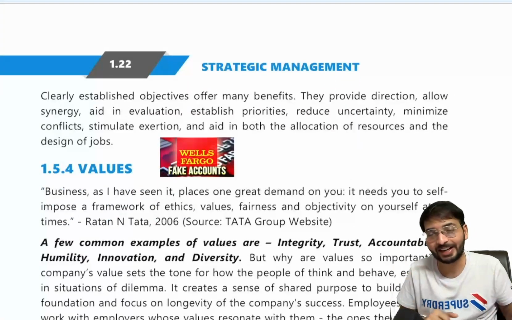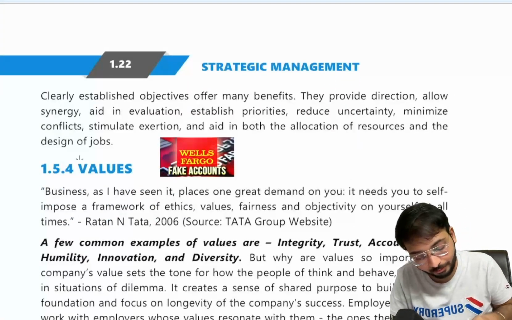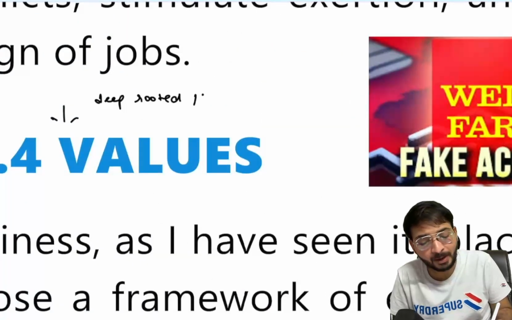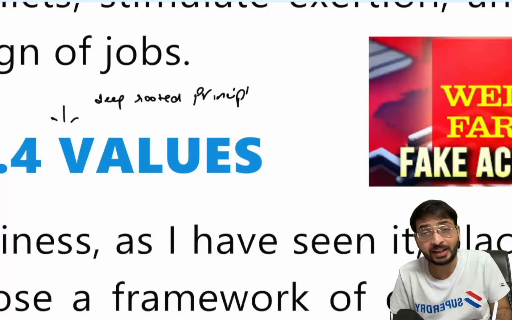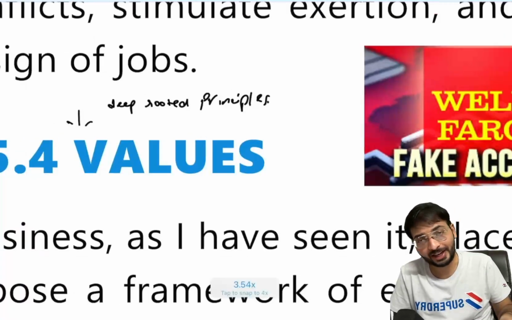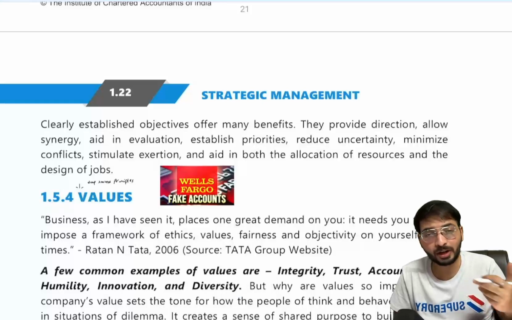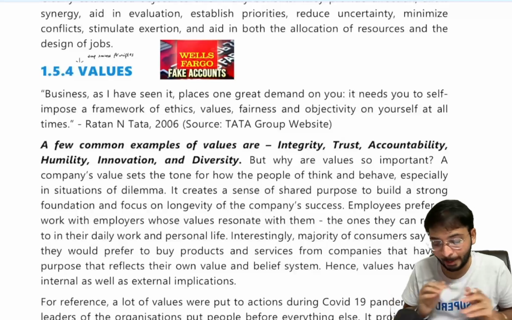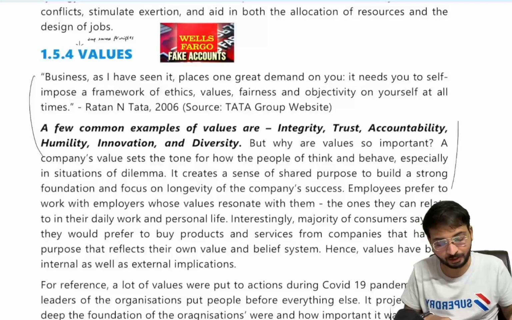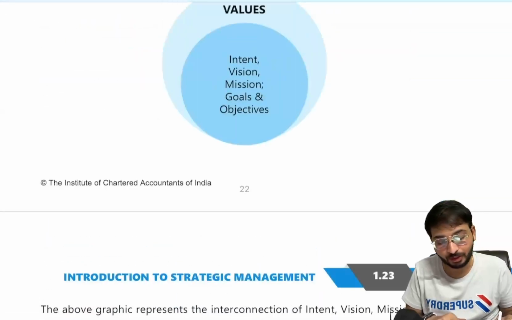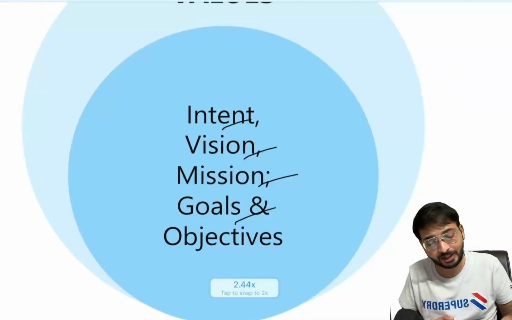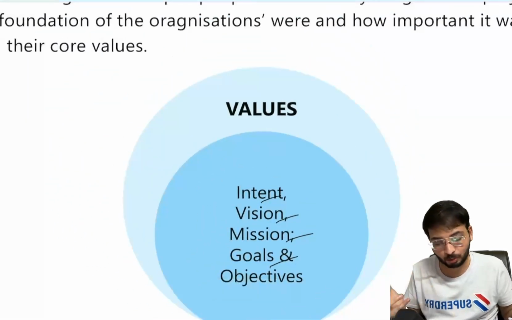Next, all these are guided by something called what? Values. Values are your deep-rooted principles. Why do people love Ratan Tata so much? Because he has lots of values and ethics. So values are your deep rooted principles. How do you conduct a business? Your employees will be so happy to work with you when you have proper values. So just a basic, you can go through what is meant by values. If you see your intention, your vision, your mission, goals and objectives, everything is governed by something called values.